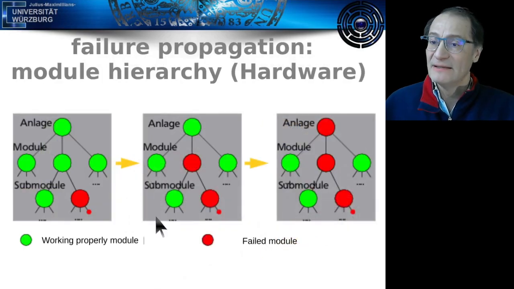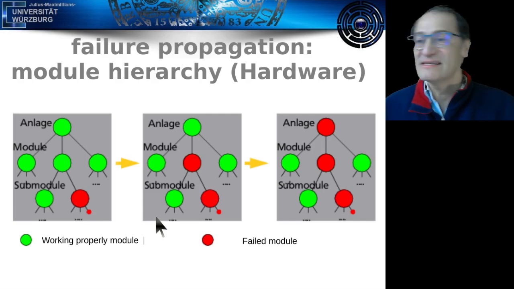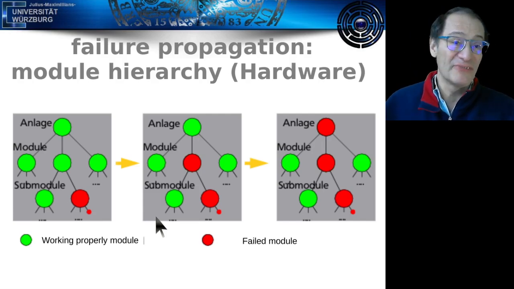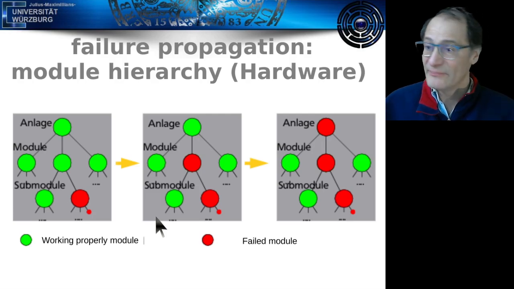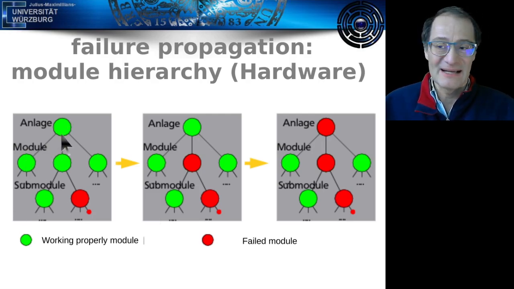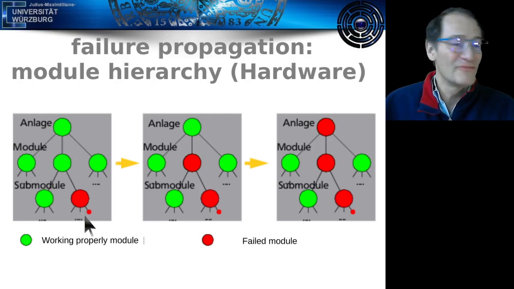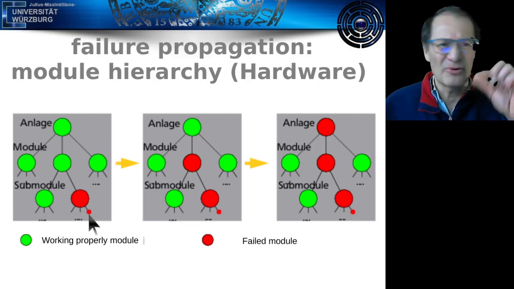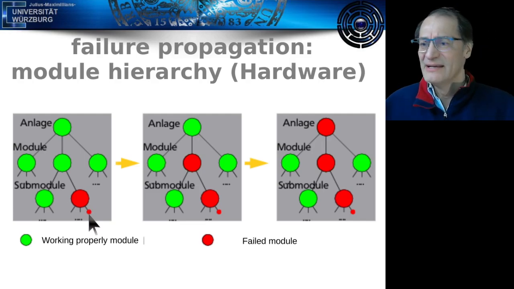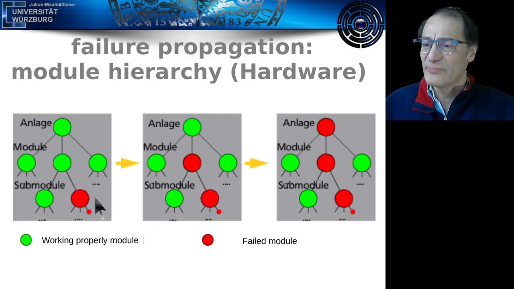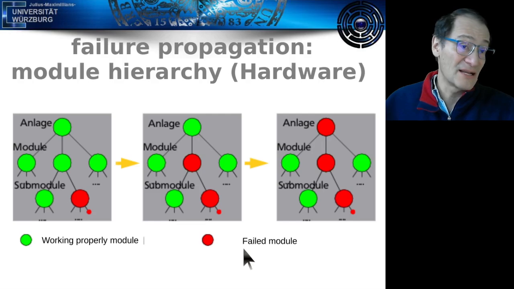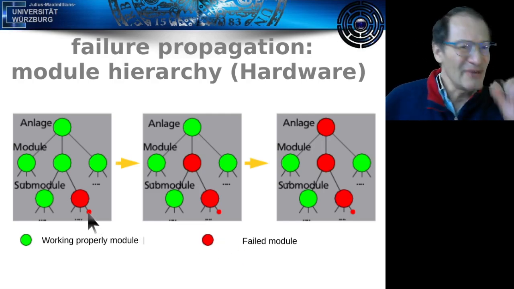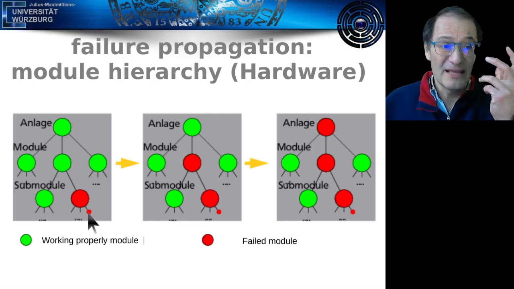Okay. And now let's talk about this failure propagation. First, if we are talking about hardware. This is our normal system. That is, the system has modules, the modules have submodules, and so on, until very small components. For example, a screw, a very small component of a very big machine. Green means it's working properly, and red, something has failed. And let's assume a very small component, a screw, it breaks.